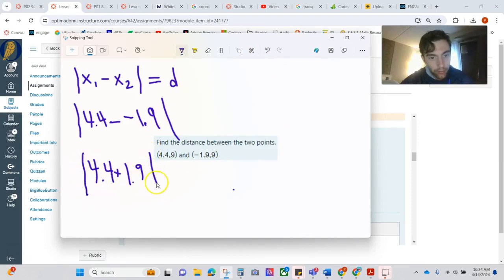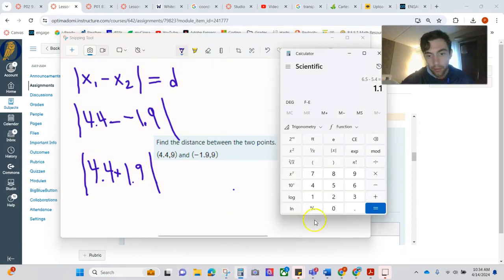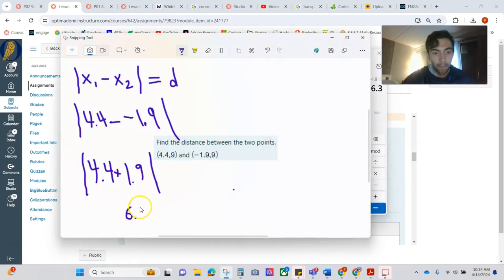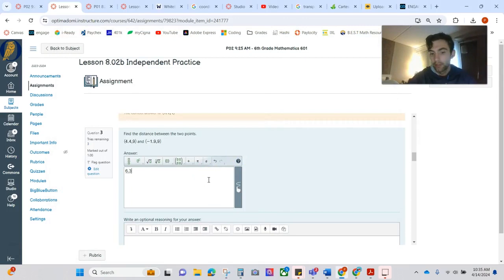Absolute value. Okay, let's see what Monsieur Calculator says our answer is. 4.4 plus 1.9 is 6.3, and also 4.4 minus negative 1.9 is also 6.3. And the absolute value of positive 6.3 is 6.3. Absolute value turns all numbers into a positive, even if they were already a positive. So our distance is 6.3.